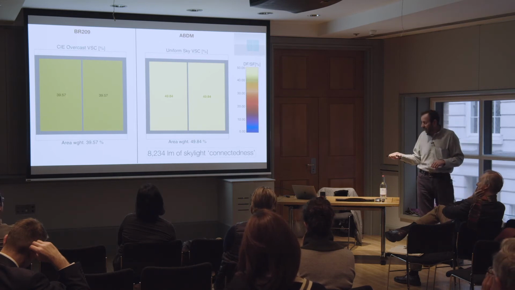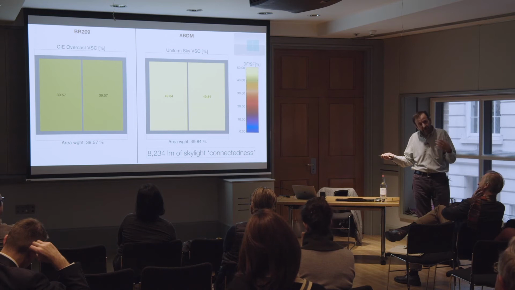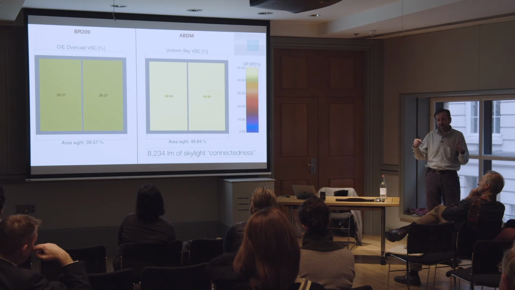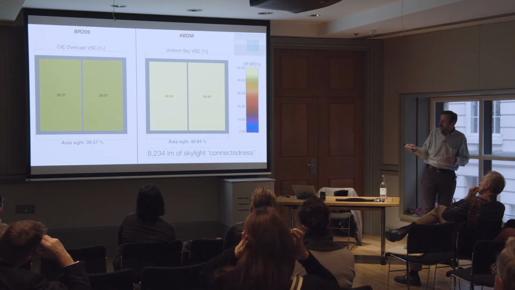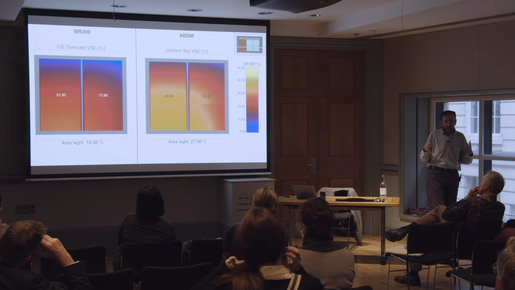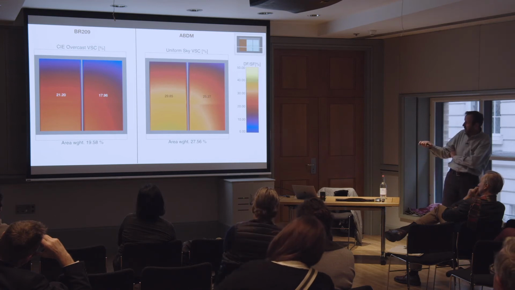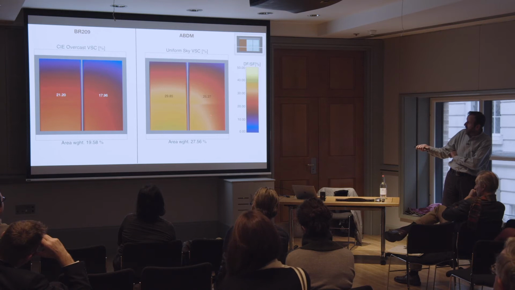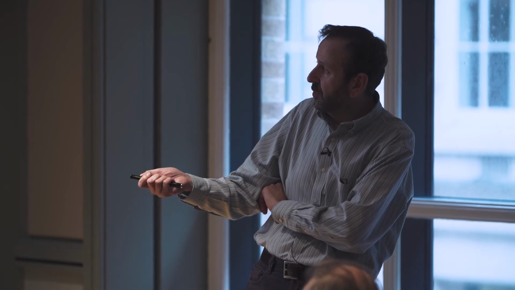But again, the key thing is you've got a measure because it relates directly to the area. So you've got 8,234 lumens of skylight connectedness. You put your building context there, and now, of course, you've got the distribution, you've calculated at every point there for a grid. So you have your area weighted value of 27.5%. There's the individual ones. Of course, that one's more to the center, so it's higher than that one there.